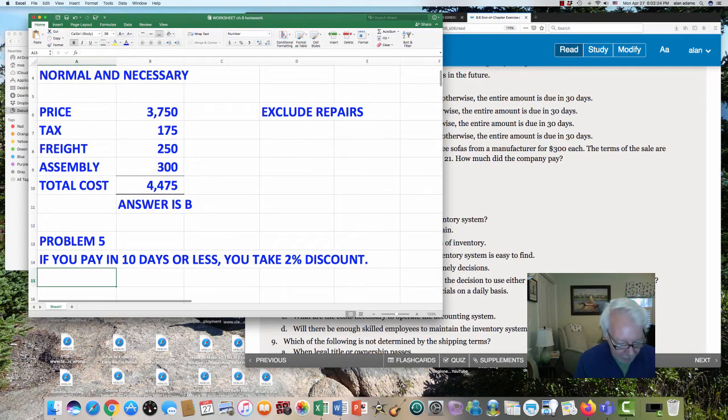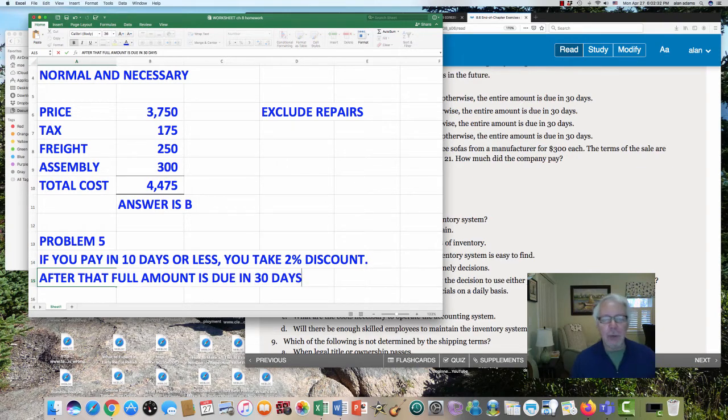Okay? After that, the full amount is due in 30 days. Even if you pay it in 12 days or 15 days, you still owe the full amount. Okay? Therefore, the correct answer is D.